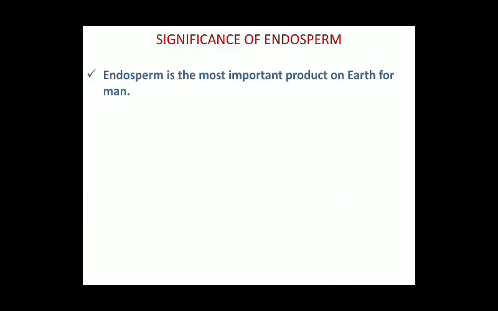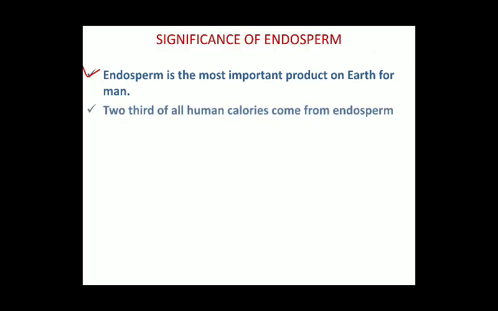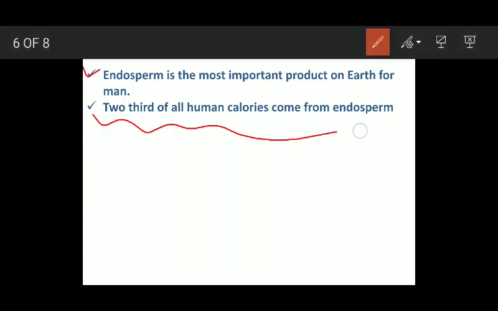Now the significance of endosperm. Endosperm is the most important product on earth for man. Why? Because humans consume a lot of seeds, they consume cereals, pulses, and all these cereals and pulses have enough reserves in the form of endosperm. Two-thirds of all human calories come from endosperm. Two-thirds of all the calories that human beings consume come from the endosperm, directly or indirectly.